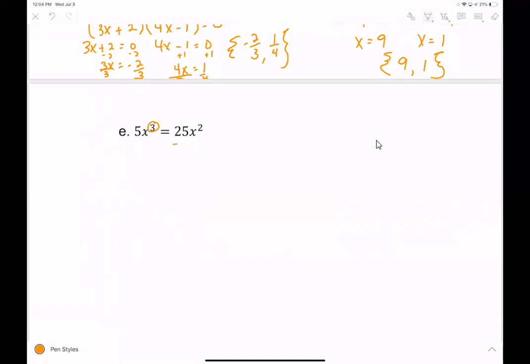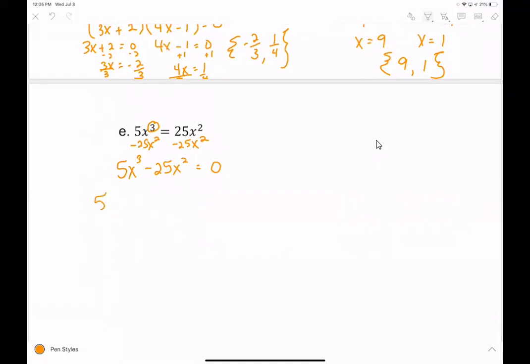So what I'm going to do is I'm going to move or rearrange the 25x squared. Now remember, you can't put those together because they are not like terms. So I'm just going to write my polynomial out, equal to 0. Now I'm going to decide what method of factoring to use. I'm going to always check GCF. Well, we do have a GCF.